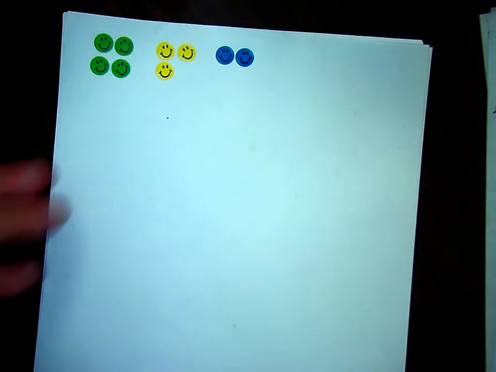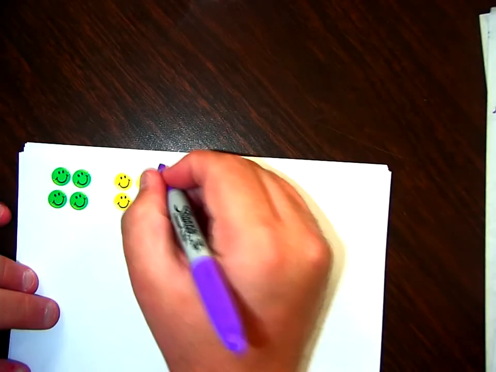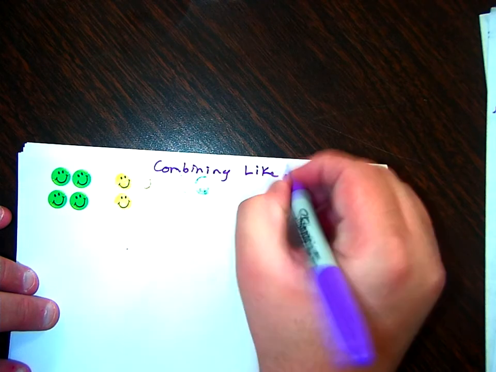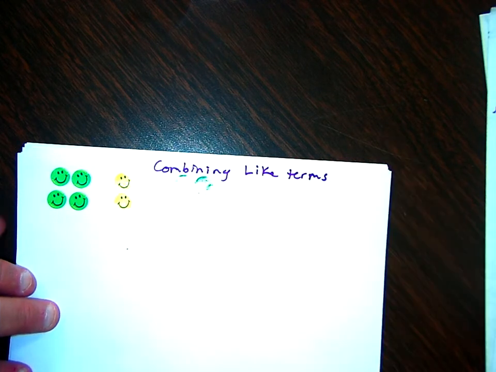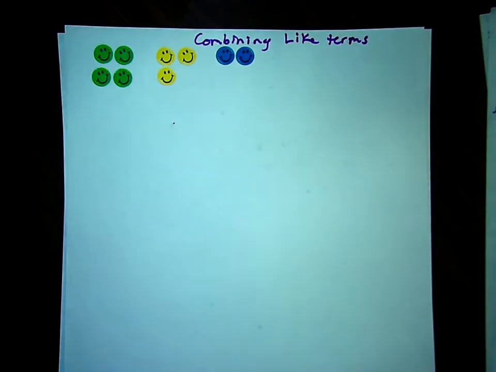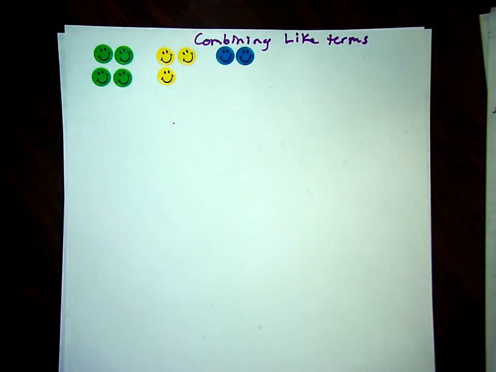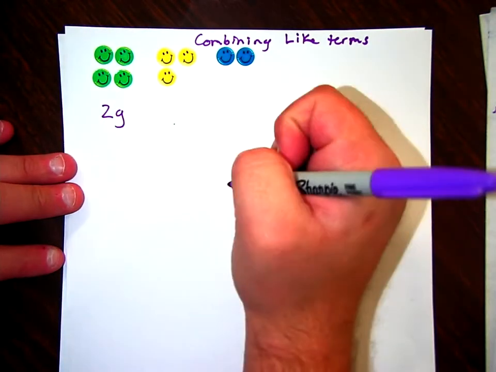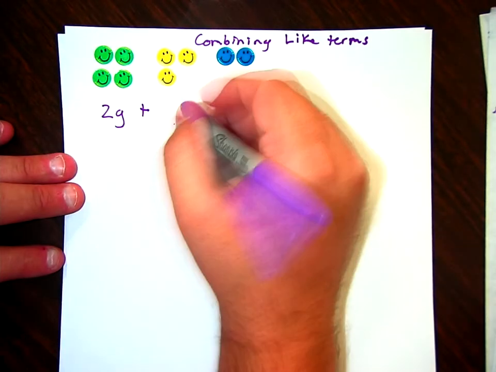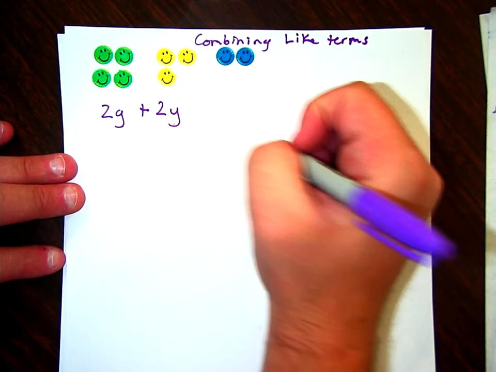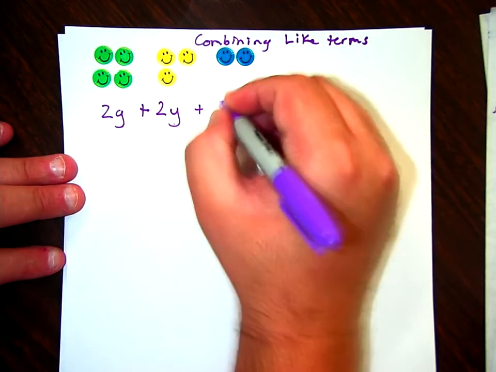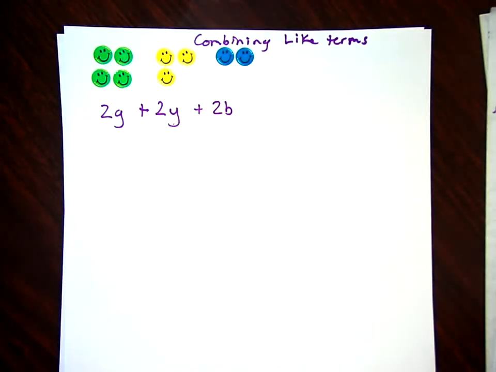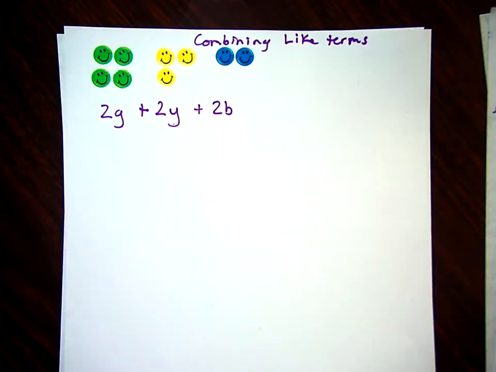So this is going to be combining like terms. Okay, let's say that we had a party and we invited all these smiley faces here. So we have 2 green smiley faces, add 2 yellow smiley faces and 2 blue smiley faces. So there's our expression representing this party. But that's just the people who showed up on time.